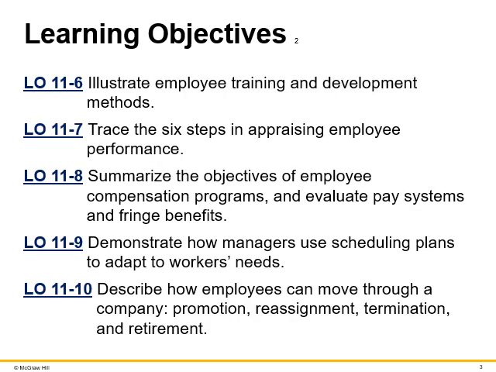Learning objective number 6, illustrate employee training and development methods. 7, trace the 6 steps in appraising employee performance. 8, summarize the objectives of employee compensation programs and evaluate pay systems and fringe benefits. 9, demonstrate how managers use scheduling plans to adapt to workers' needs. And finally, describe how employees can move through a company via promotion, reassignment, termination, and retirement.